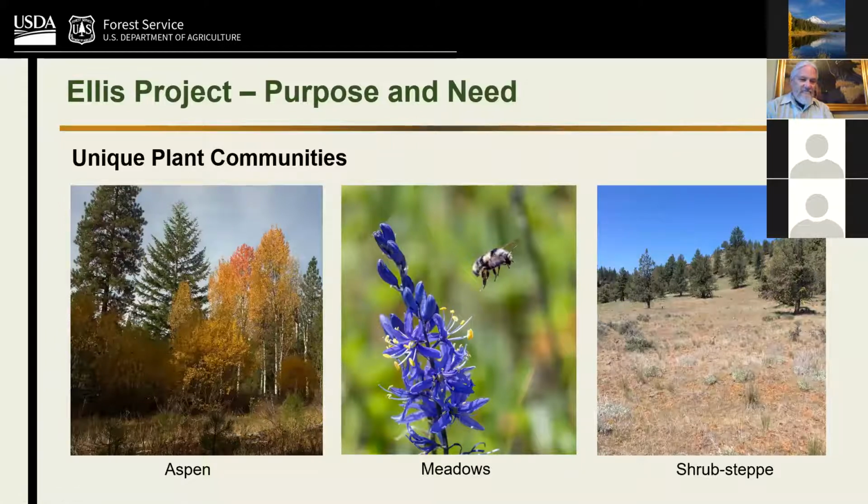So there are several plant communities within the project area, including aspen and wet and dry meadows and shrub steppe. And one of the purpose and needs of this project is to enhance those unique plant communities that we have out there. So through those decades of fire suppression, conifers have been encroaching into many of these important plant communities within the project area and reducing diversity. And in addition to that, many of our wet meadows do not have intact hydrologic function. And so there needs to be some improvement there as well.